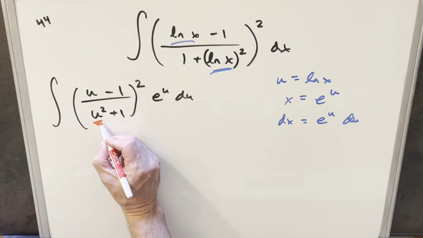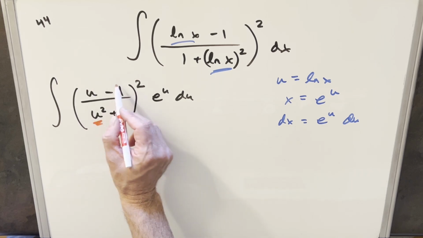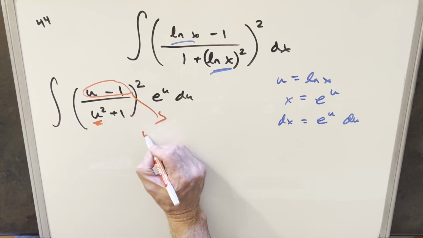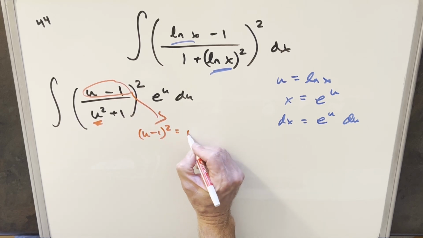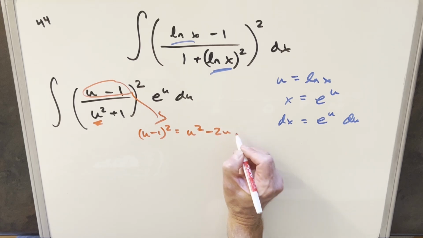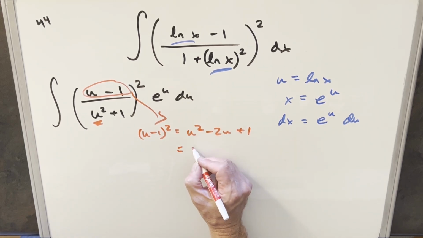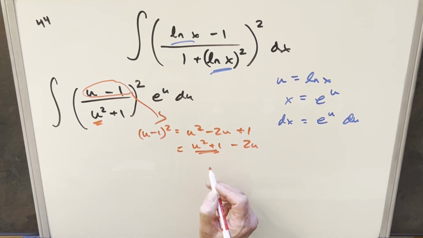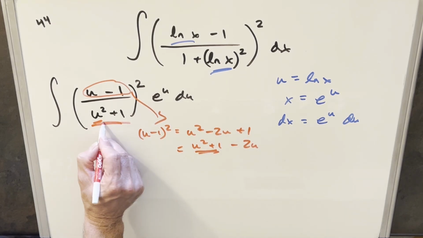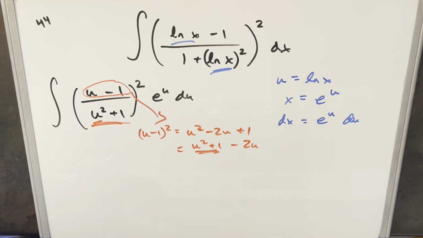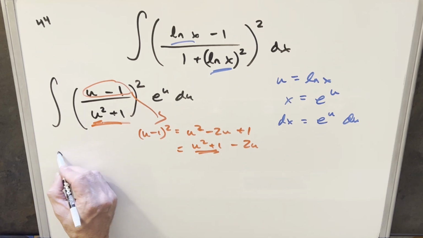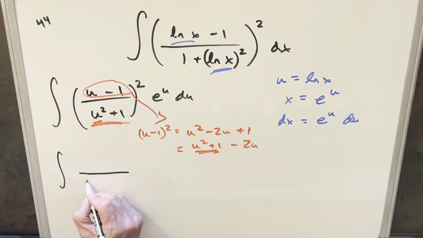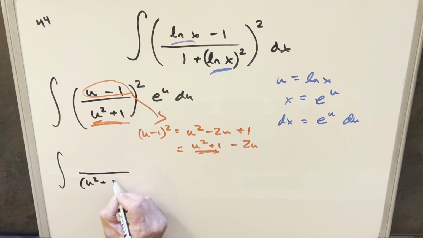Since this term is squared, what if I square the numerator and see if we can do something with that? Looking at u minus 1 squared, this becomes u squared minus 2u plus 1. I can reorder this as u squared plus 1 minus 2u. I do that to match this u squared with this u squared, because then when I put this back, we can get some cancellation. We've separated off this u squared plus 1, but the denominator is still squared, so we have u squared plus 1 all squared.